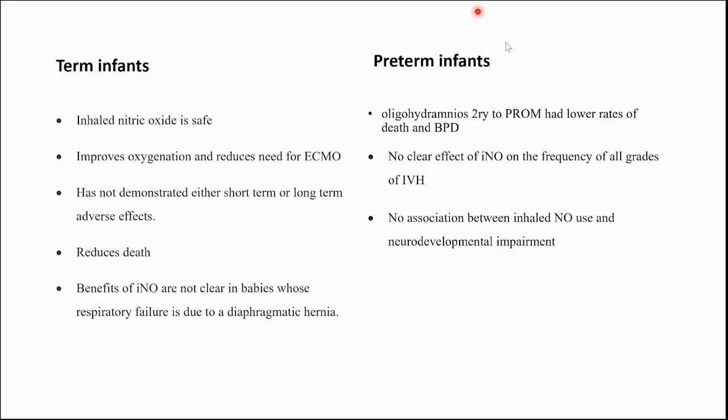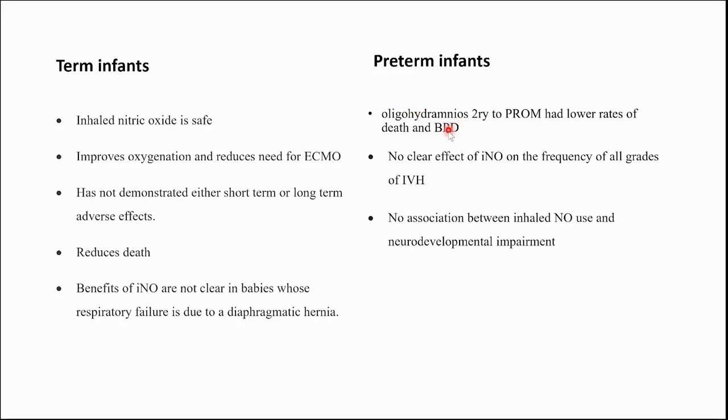On the other hand, if you look at the data regarding preterm babies who receive nitric oxide, unfortunately, we haven't got many data or randomized clinical trials looking at the effect of nitric oxide on preterm babies. However, there are some case reports describing, okay, we have used nitric oxide in preterm babies having PPHN, and we have seen good results. So we all go by that. So generally, what we see is those babies who are born with a history of prolonged rupture of membranes, and as a result having oligohydramnios, they are the ones who are generally going to benefit with nitric oxide, right?